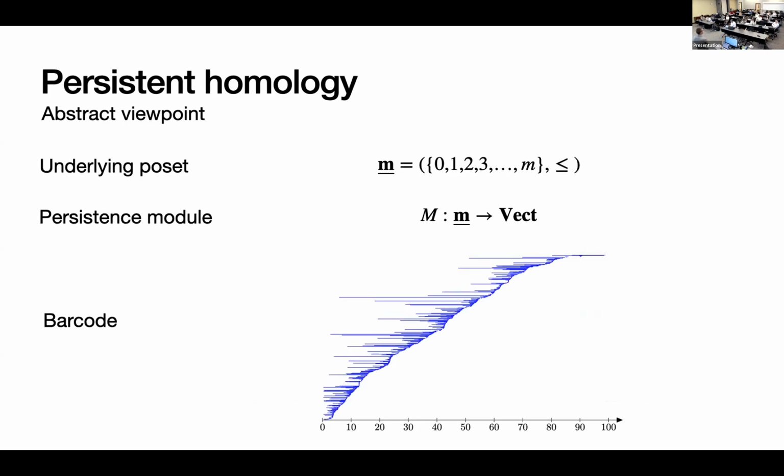So, a little more abstractly, the setting for today's talk is that we have some underlying partially ordered set, which gives us the shape of our diagram of vector spaces. For this talk, things will always be finite. So we have this finite indexing set of numbers from 0 through m that are totally ordered. And then our persistence module is a functor into the category of finite dimensional vector spaces and linear maps. And our algebraic summary is our barcode.